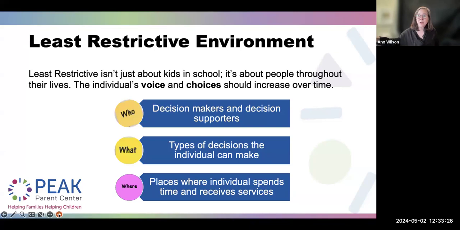Guardianship or conservatorship are more restrictive, and there are other options like supported decision-making that are less restrictive. So you want to learn what you can and then figure out what works best for you. So think about increasing the individual's voice and choice over time, and also think about where the individual spends their time and receives services, and don't always immediately go for the disability-specific option. So just explore and be open to possibilities again.